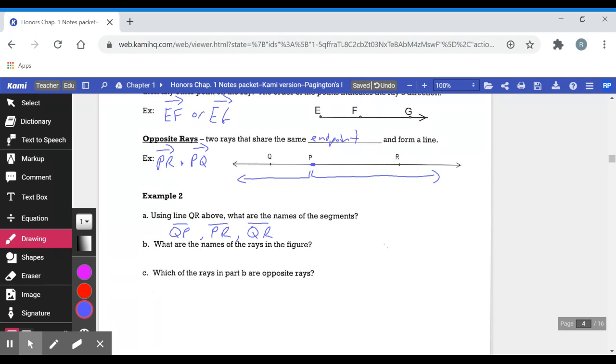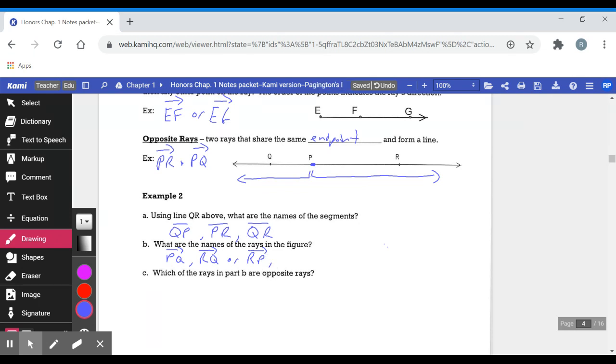It says, what are the names of the rays in the figure? So there are technically multiple rays in the figure. I've got PQ, starting at the P and going to the left. I've got RQ, starting at the R and going towards the left. But I could also call that RP. So I'm going to put an "or" here because these two mean the same thing. I don't want to treat them as two different things. They look different, but they're technically the same.